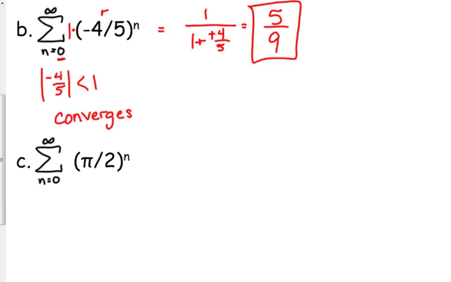All right, how about C? Does this one converge? Pi over 2, pi is about 3.14, so dividing that by 2, it's going to be bigger than 1. So the opposite of converging is diverging. So this one diverges. It's going to keep getting bigger and bigger and bigger. It's not headed towards one specific value. The numbers are getting bigger. Okay, so it's divergent.